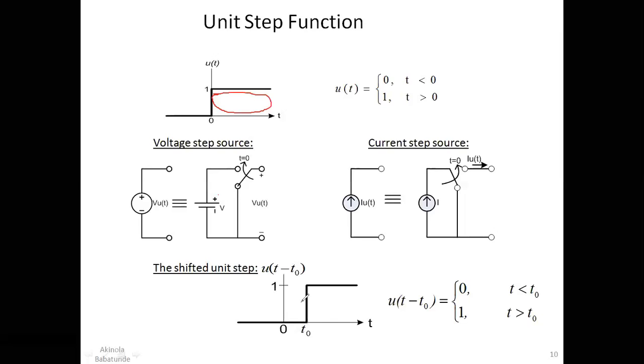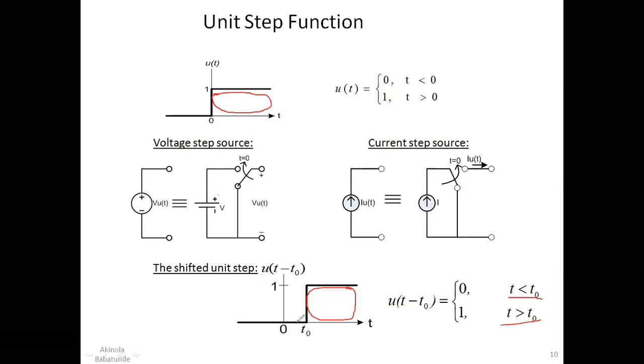So it simply means that for t greater than 0, this is now the area that we are focusing on. So what you find out is that there's been a shift from 0 to t naught. Our u of t becomes u of t minus t naught. This time around you can see the limits have changed. Here we have t less than t naught. So that simply means for t less than t naught, our u of t minus t naught will be equal to 0.